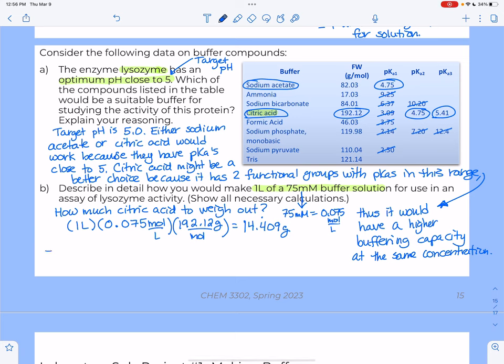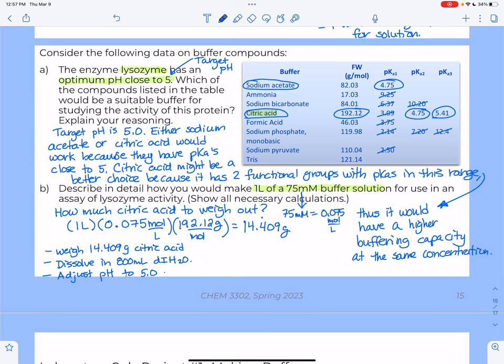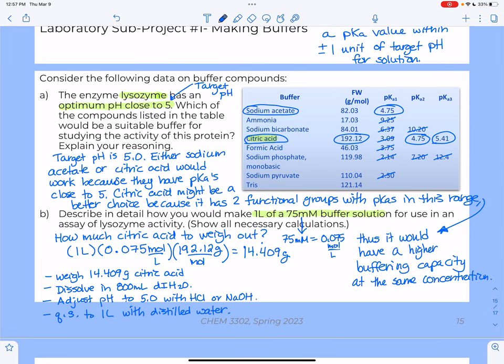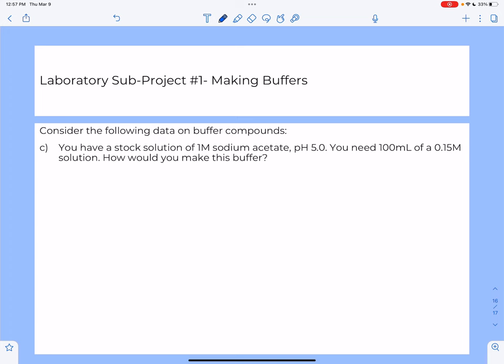So I would weigh 14.409 grams of citric acid. We're going to do a liter, so I would dissolve it in 800 milliliters of distilled water. I'm going to adjust the pH to 5 with hydrochloric acid or sodium hydroxide, whatever I need. Then I'm going to QS to 1 liter with distilled water. And that's how I would make my buffer. Okay. So that's how to make a buffer from a solid.